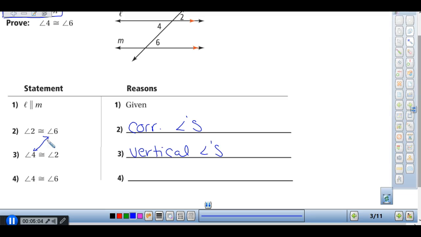There's a better word for it that I'm going to make you guys write once now that we're into our groups. It starts with a T. Transitive. Okay, this is the transitive property. It means that we're cutting out that middle guy. If 2 is congruent to 6 and 2 is congruent to 4, then we can say that 4 is congruent to 6 because they're congruent to the same angle.